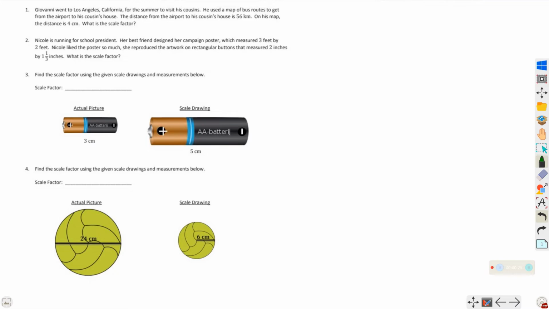For these types of problems, we always do the new version divided by the original. In this case, the new version is the buttons, and the original is the campaign poster. So we are going to take the button and divide it by the campaign poster. So 2 divided by 3. Then for the other one, we're going to take this and divide it by that.